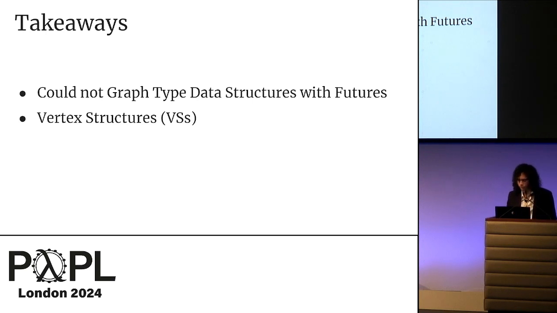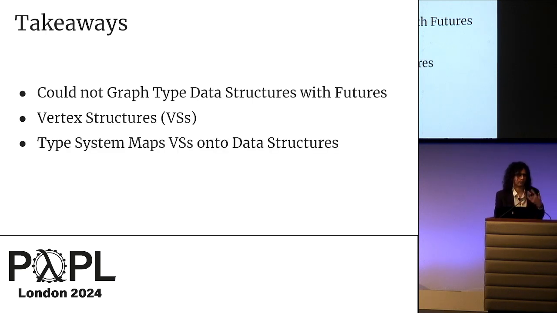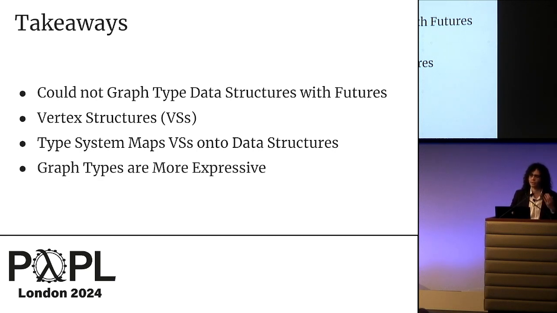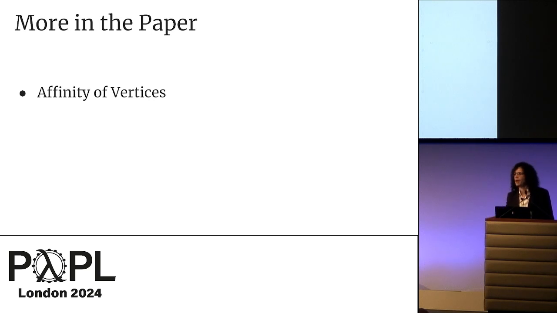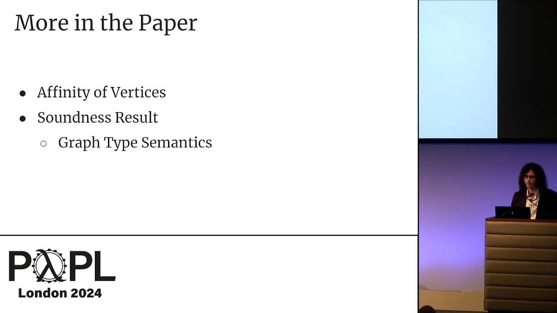We introduced vertex structures to solve this problem by having the type system map vertices onto the data structures. And this allows graph types to be more expressive and more applicable. More in the paper. Probably the most challenging thing I haven't talked about is that we need to treat vertices finely when it comes to spawning features, because it would be a problem if a vertex was used to reference more than one feature. We also have a soundness result.